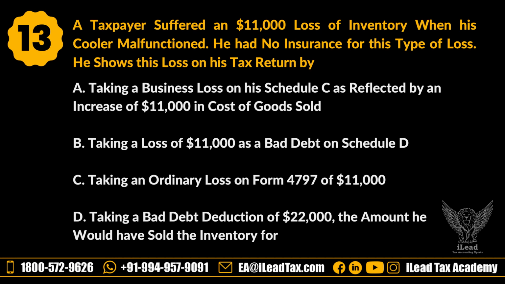A taxpayer suffered an 11,000 loss of inventory when his cooler malfunctioned. He had no insurance for this type of loss. He shows this loss on his tax return by: A, taking a business loss on his Schedule C as reflected by an increase of 11,000 in cost of goods sold; B, taking a loss of 11,000 as a bad debt on Schedule D; C, taking an ordinary loss on Form 4797 of 11,000; D, taking a bad debt deduction of 22,000, the amount he would have sold the inventory for. So let's see the answer.